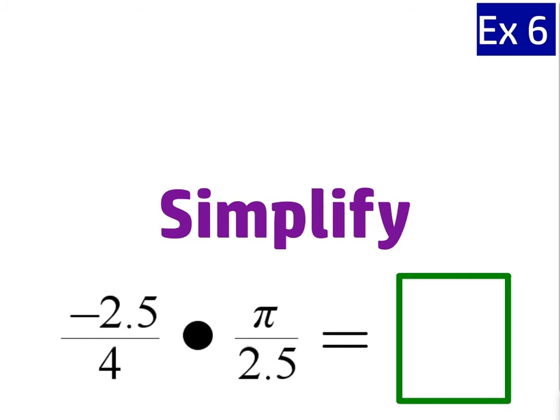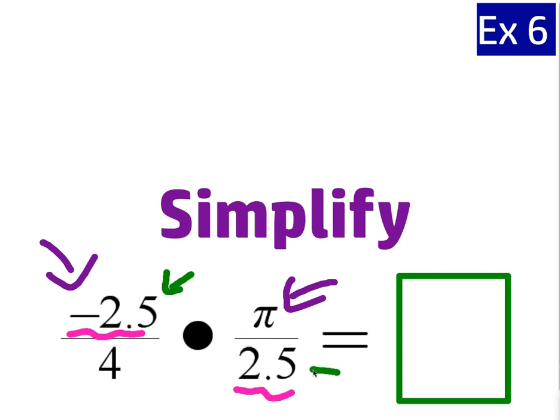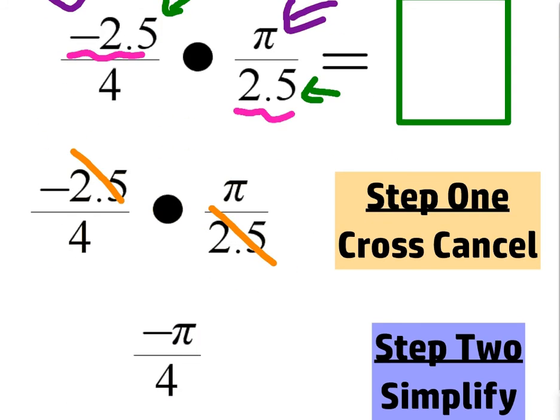How about this one? Negative 2.5 divided by 4 times pi over 2.5. I realize that negative 2.5 and 2.5 are not the same, but 2.5 is the same as 2.5, so you can cancel them in the sense that, yes, you cancel them, the negative remains, okay? And so that's another thing that occurs when you cross cancel. You can cross the numbers themselves out, and the negative will stay there. So just remember that.